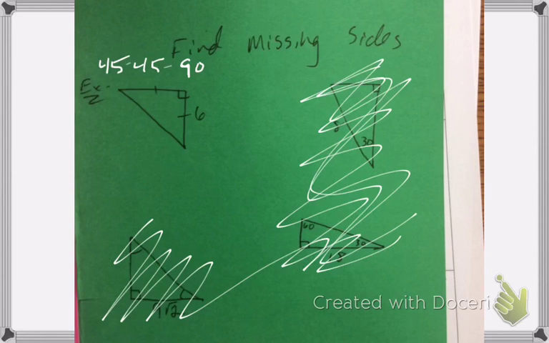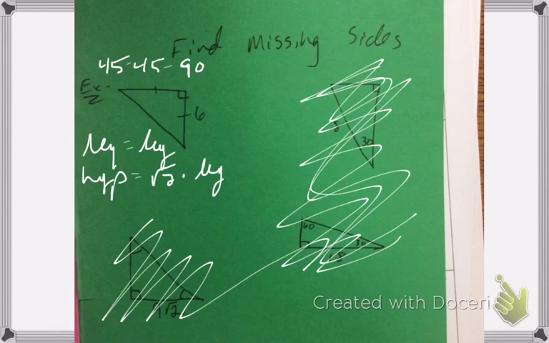In a 45, 45, 90, I know that the leg equals the leg, and the hypotenuse is the square root of 2 times the leg. To find the other side lengths, easy enough. This leg is 6. That means this leg is 6. So this guy is going to be 6. We can make variables here. That makes more sense. So this is going to be x and this is going to be y.